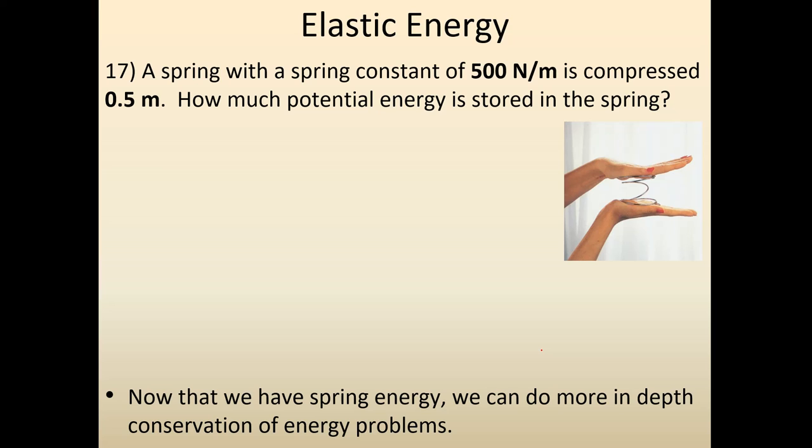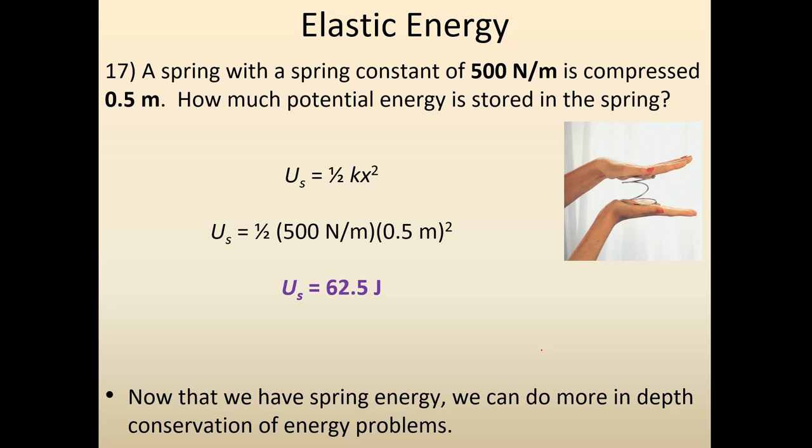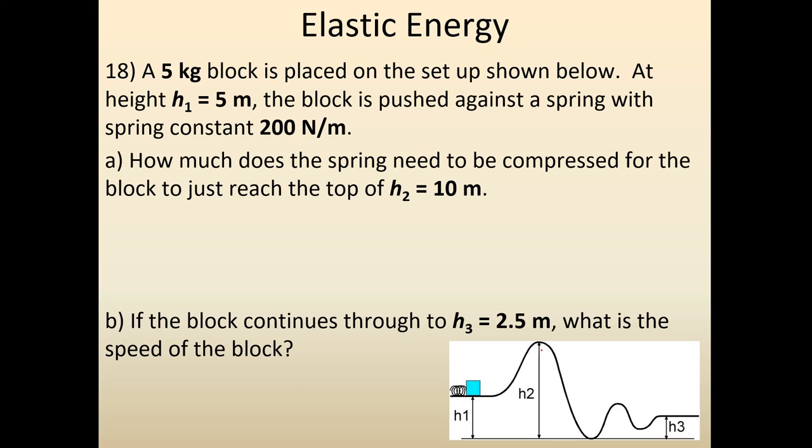All right, so they want the potential energy stored in the spring. So I take my equation, plug my numbers in, and I get my answer of 62.5 joules. Easy enough. All right, now let's actually see how this works in a conservation of energy setup. So here's the next question. Pause the video, work it yourself, and we'll go over it in a second.